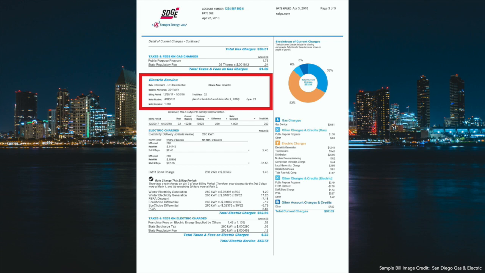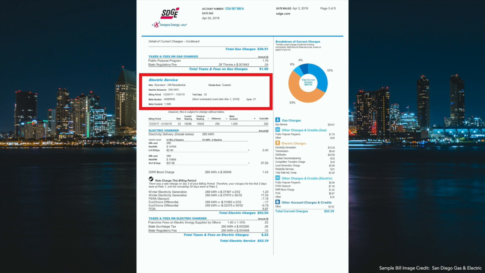Your rate plan will be indicated. In this case, the customer has the standard DR residential plan. Don't worry if this confuses you. We will discuss different plan options in part 2 of this video series. You'll also notice your climate zone, baseline allowance, billing period, meter number, and a few other pieces of information noted in this section.